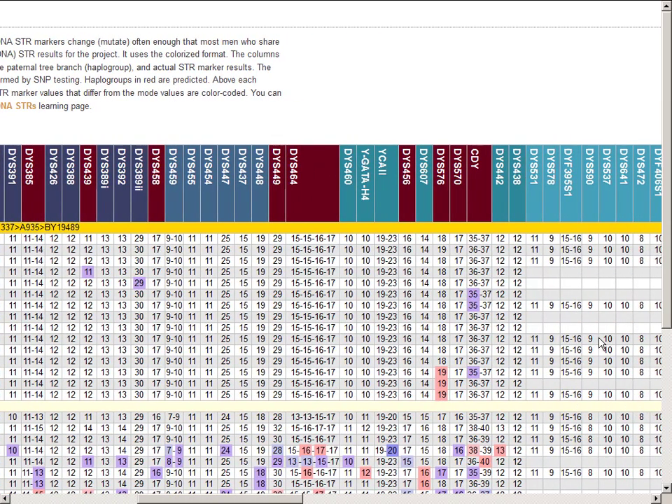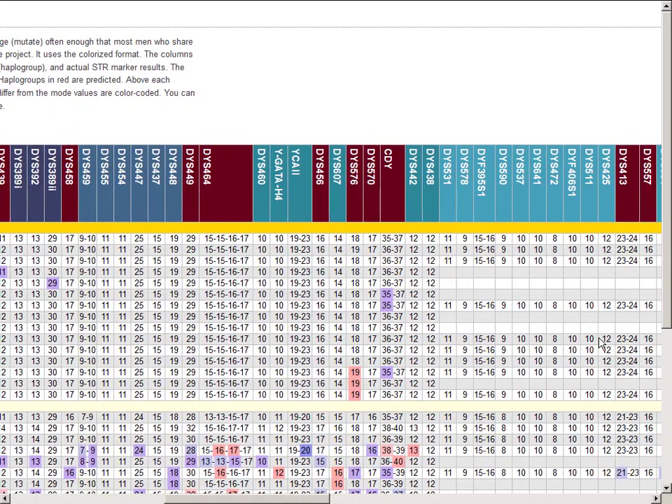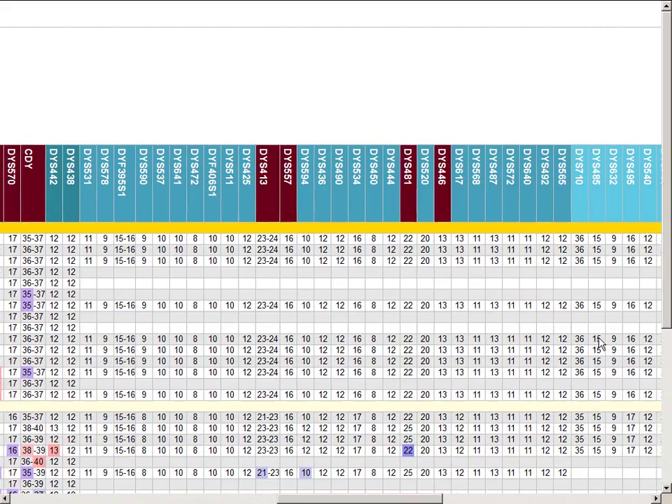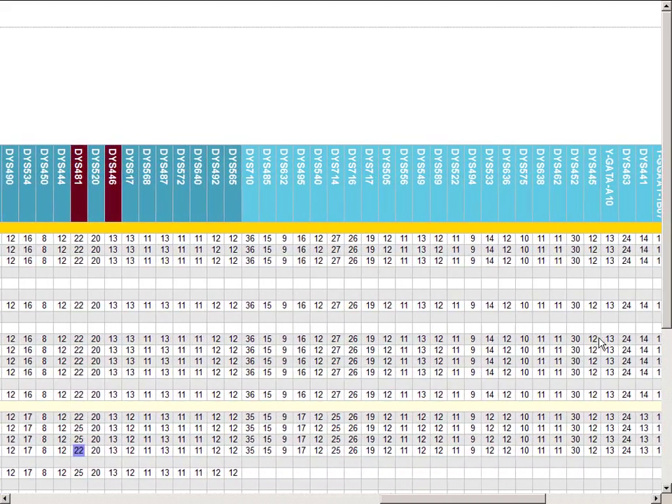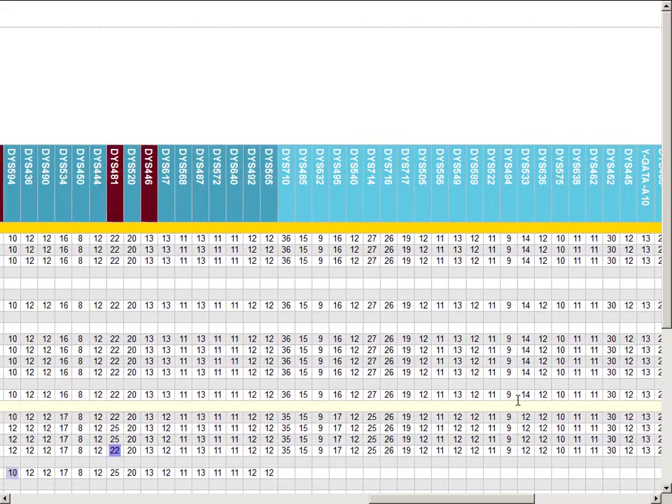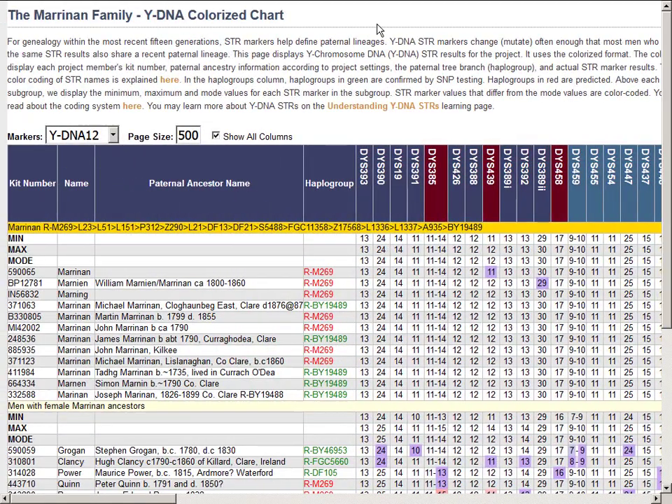Gets even better. Only 6 of them have done the 111 markers. So there's blanks as we scroll over, but there's no colours. And eventually, as we get over to number 111, there's a 24 down there. So there's only one of those last 74 markers of which there's any difference between any of the Marnan men.